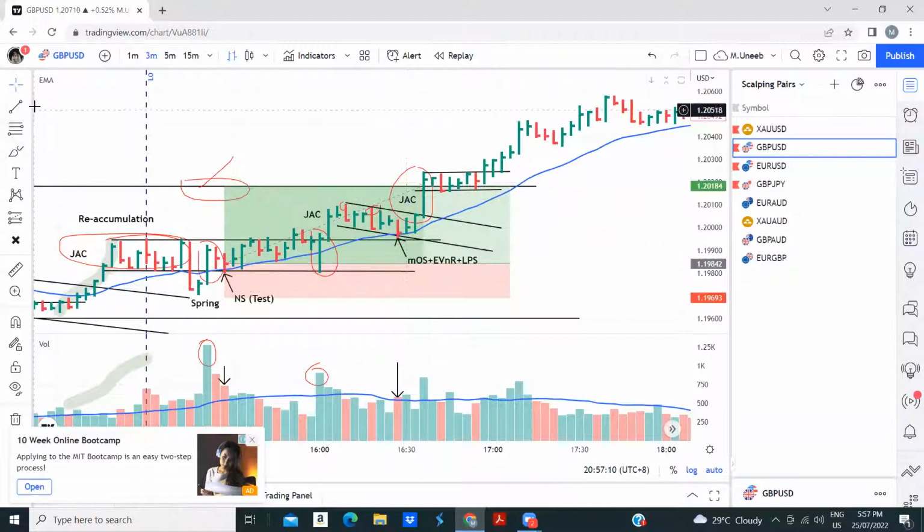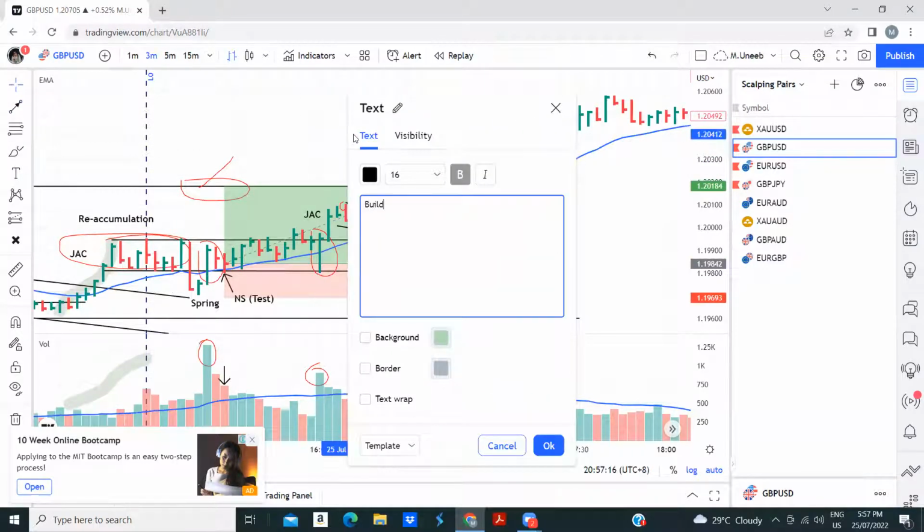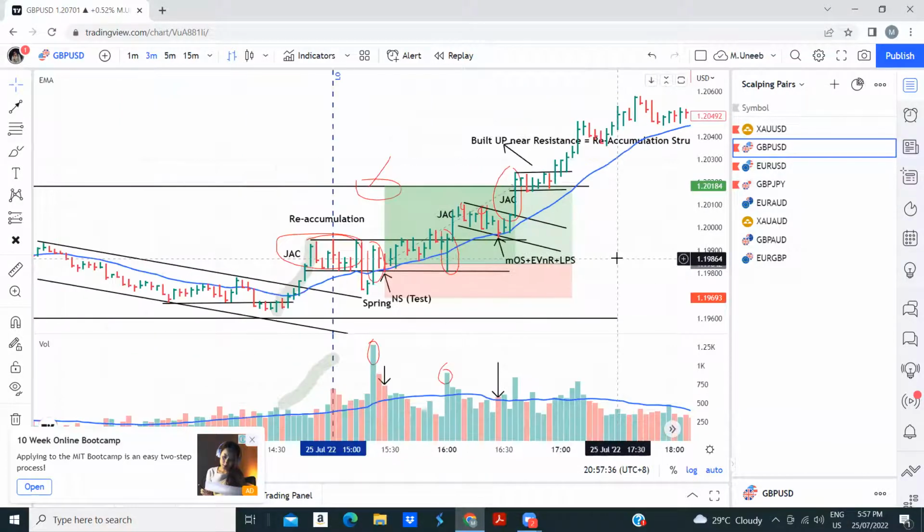And after JAC, what do we observe here? This one, build-up near resistance, right? And this becomes what? Reaccumulation structure, right? Yeah, correct.